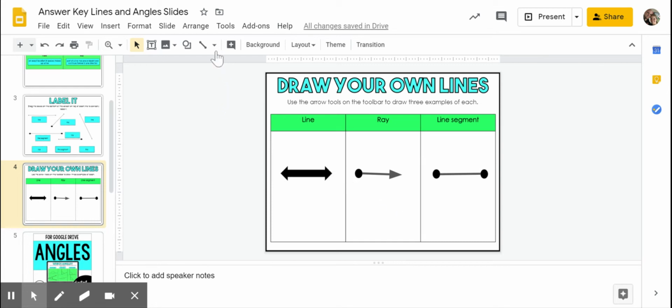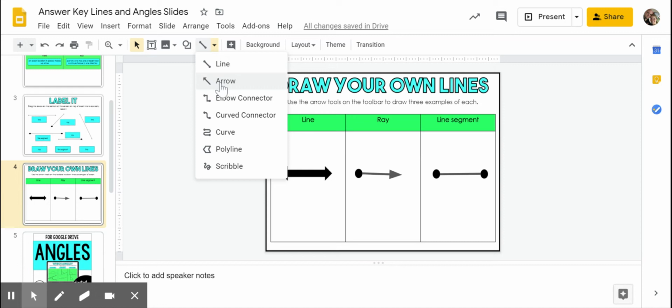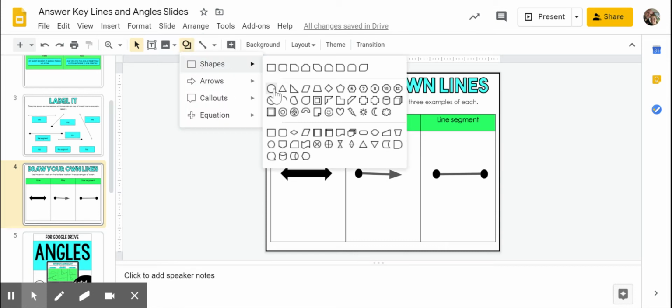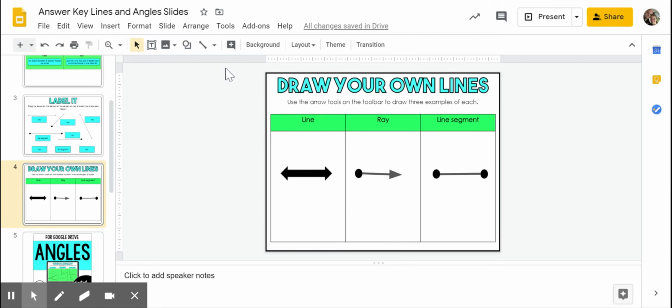When I created my ray, I actually clicked on the arrow tool. I created my arrow, and then for my dots, what I did is I came to Shapes and I created a little circle and I made it black. And if you look up here, you can change the colors, you can change the thickness, things like that. And for my line segment, I made just a line and added 2 dots at the end.